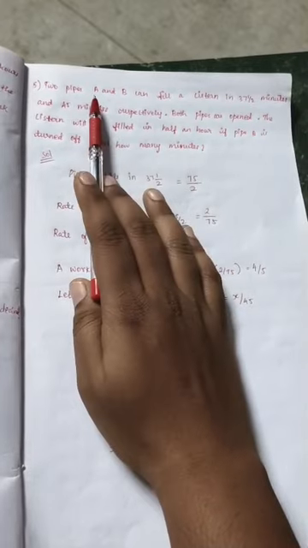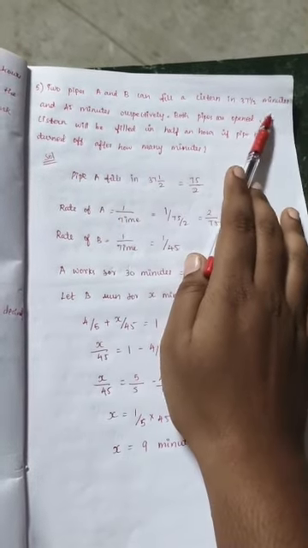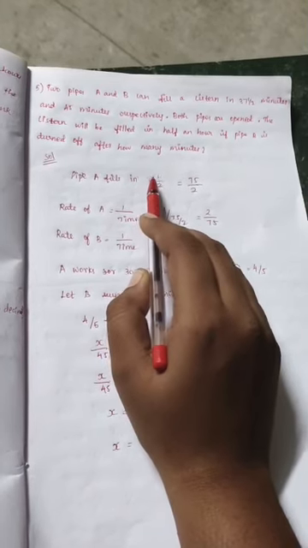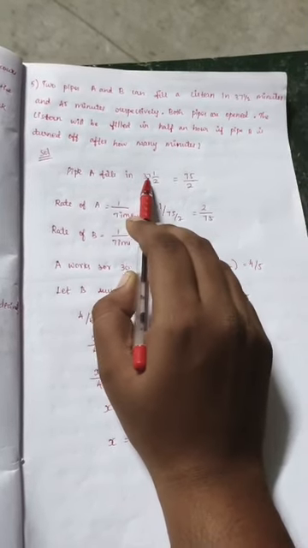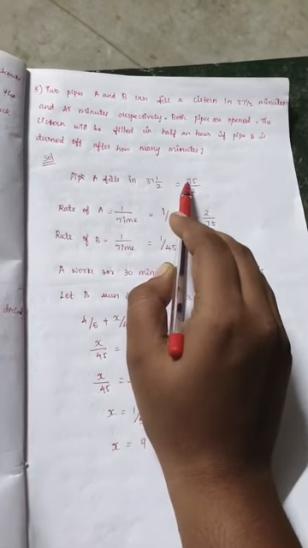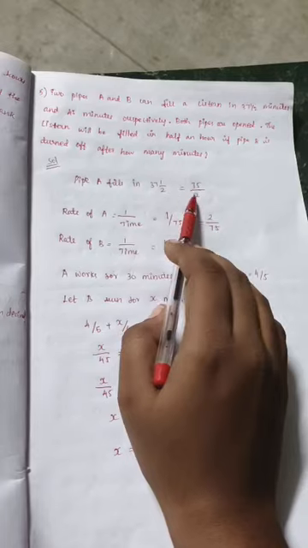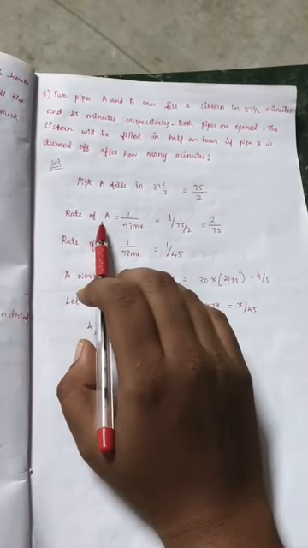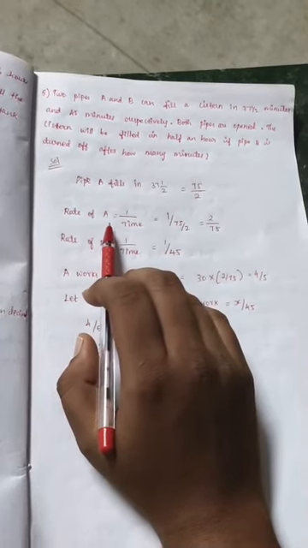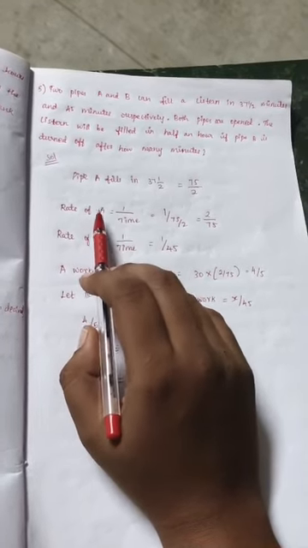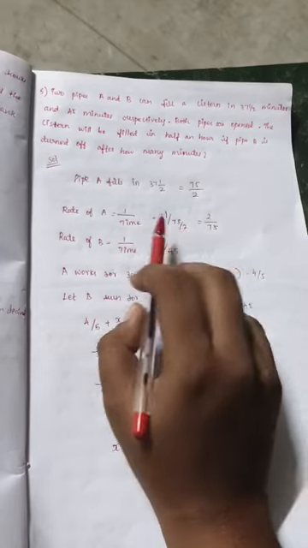So pipe A takes 37.5 minutes. We are using a simple fraction method: 37 into 2 plus 5, which is 75 by 2. So A takes 75 by 2 minutes. Now the rate of A. We have already seen the formula: time equals total work by rate.